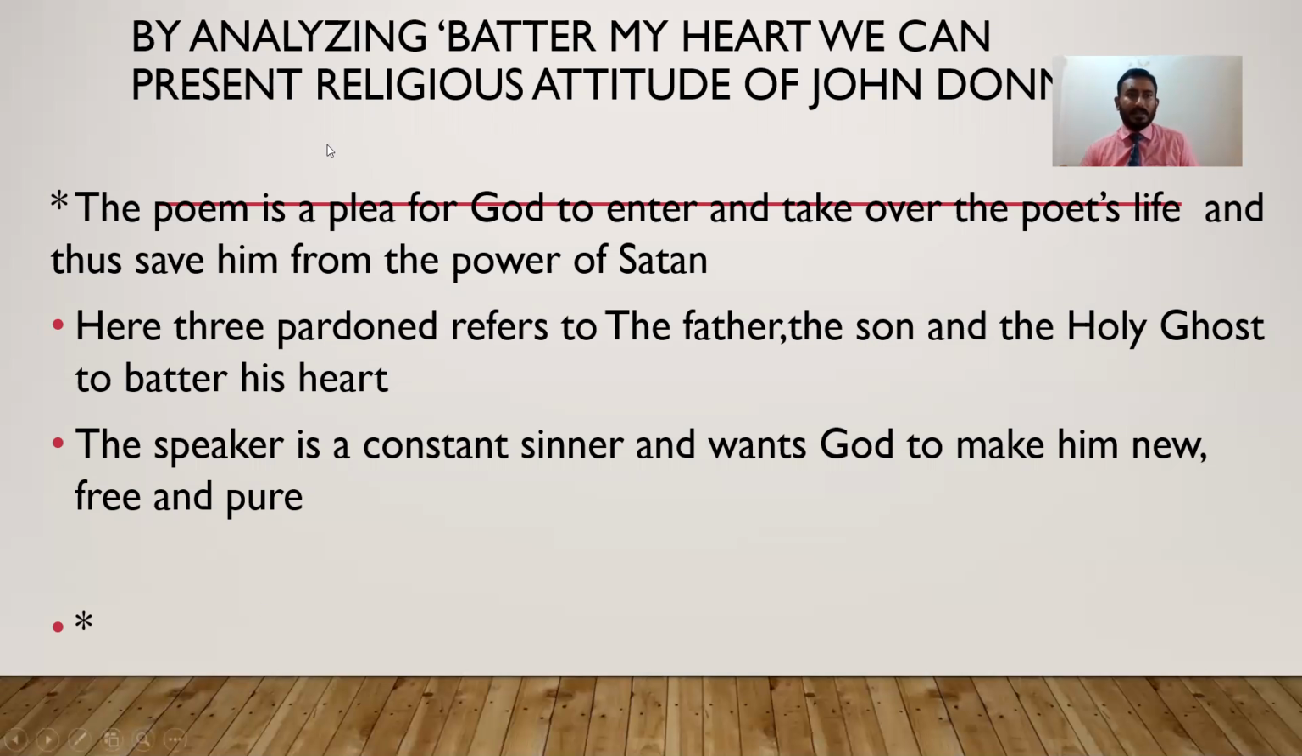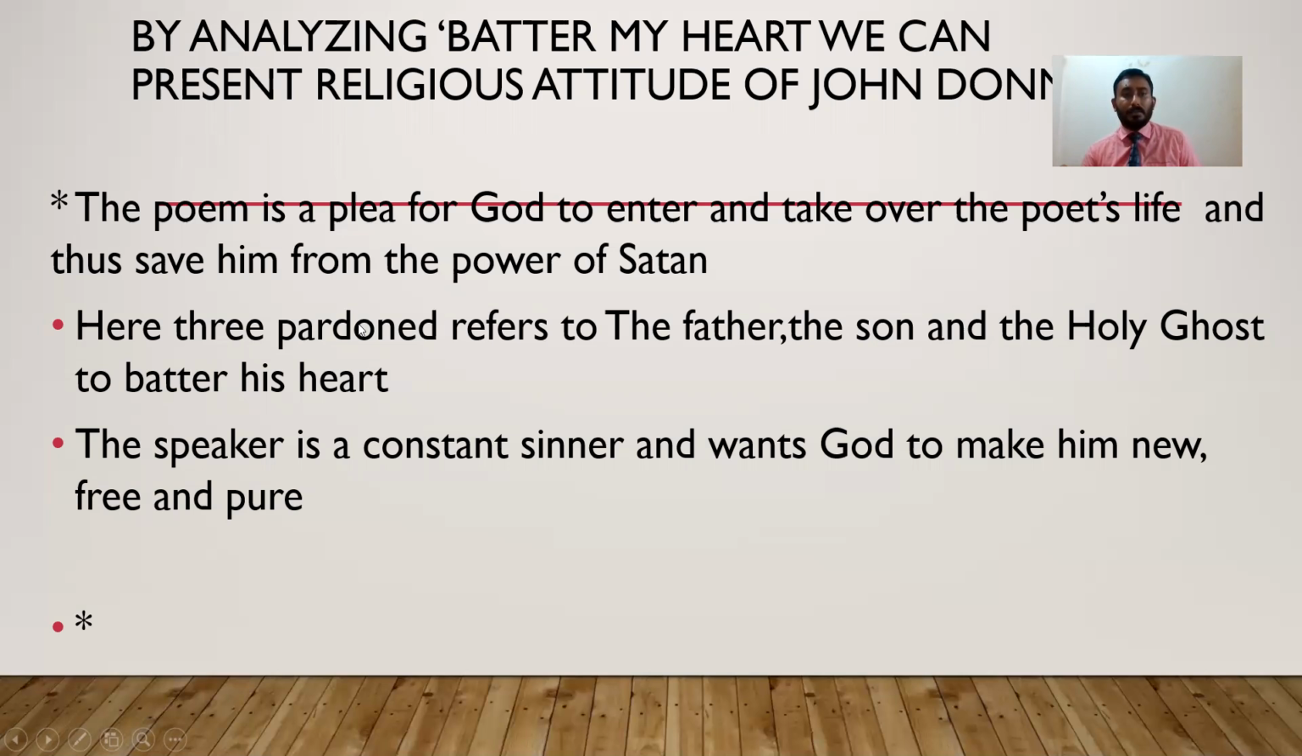Okay, let us discuss. The poem is a plea. Batter My Heart is a plea for God to enter and take over the poet's life and thus save him from the power of Satan. He asks God to enter into him and take over the poet's life and thus save him from the power of Satan. He asks and urges and requests God to save him.